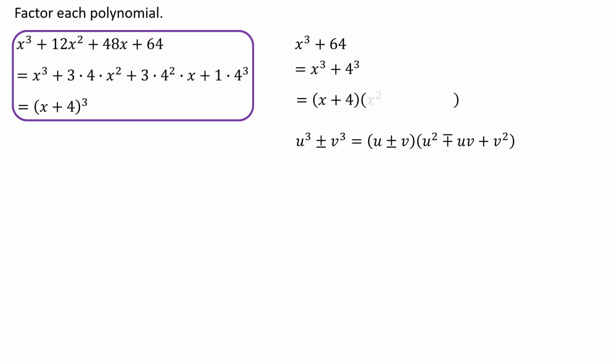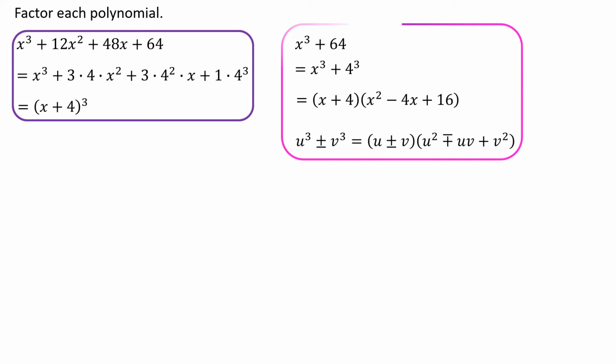U squared will be x squared. Now notice the next sign looks like it's flipped. That means I have to switch to negative. U times v will be x times 4, but of course we'll write that as 4x. The last sign is always positive. It's also a plus sign at the end. V squared, well, 4 times 4 is 16. There's the answer.